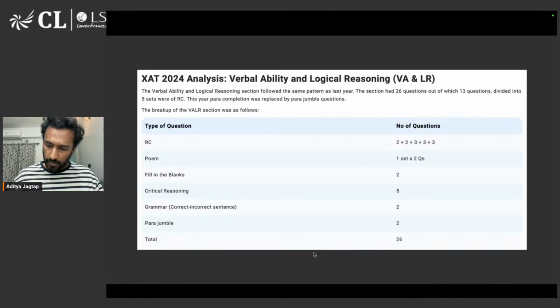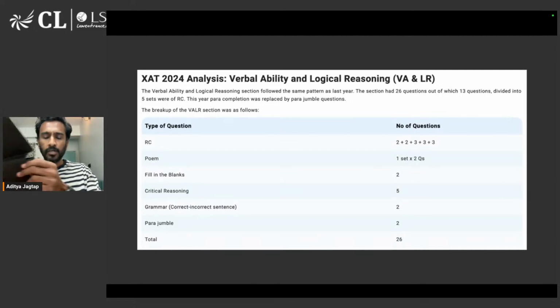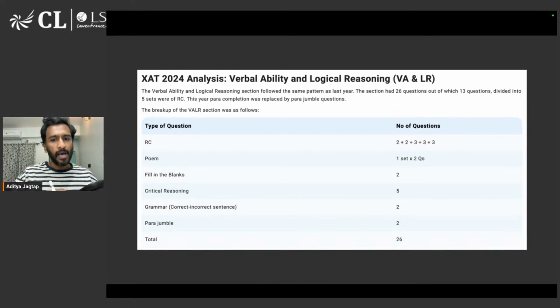All right. This is the slide that I'd shown you in the first class as well. We aren't discussing the RCs or poems today. We're discussing the fill in the blank, the critical reasoning and parajumble question types. If you look at the critical reasoning question number 5 and the parajumble, which is question number 2, these are the two questions we would be discussing.